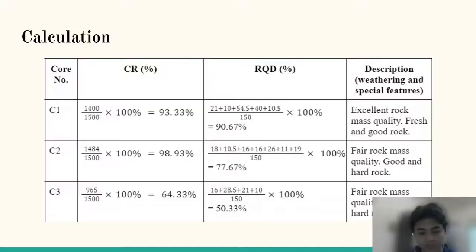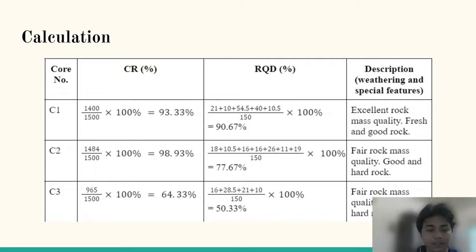Thank you. For the calculation, CR or core recovery ratio in percent is equal to length of core recovered divided by length of core run, while for RQD, rock quality designation in percent, the formula is length of core in pieces more than 100 mm divided by length of core barrel.